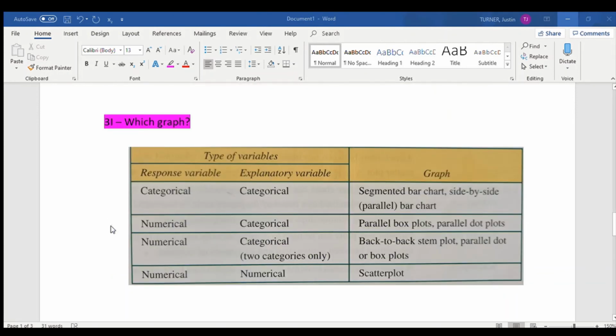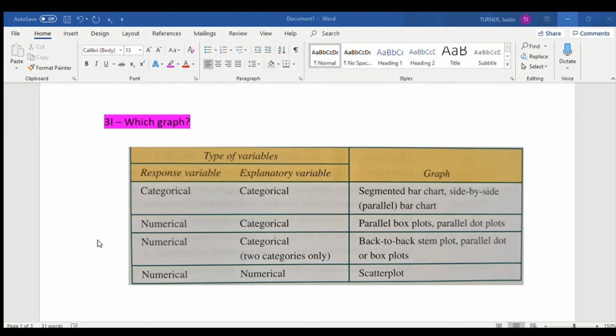Chapter 3I looks at which graph you may want to choose to explain or display the data between certain types of response and explanatory variables. This table can be used as a very useful guideline for deciding which graph can be used for these different types of response and explanatory variables.